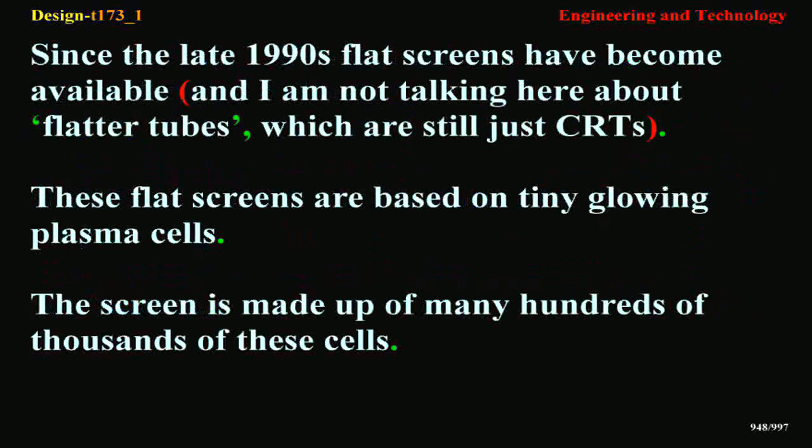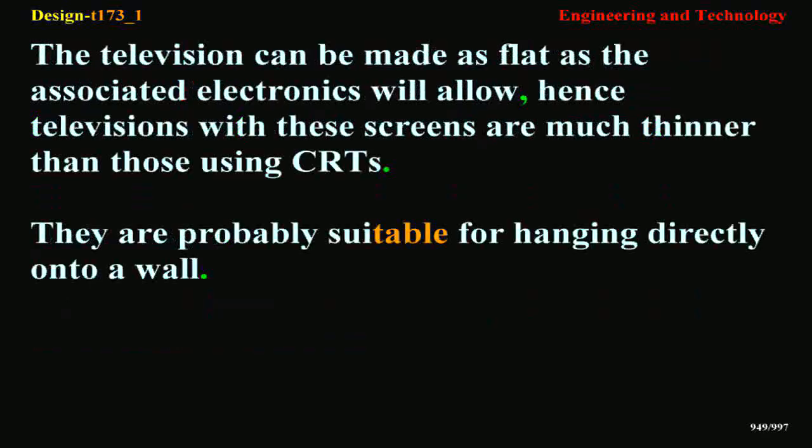Since the late 1990s, flat screens have become available, and I am not talking here about flatter tubes, which are still just CRTs. These flat screens are based on tiny glowing plasma cells. The screen is made up of many hundreds of thousands of these cells. The television can be made as flat as the associated electronics will allow, hence televisions with these screens are much thinner than those using CRTs. They are probably suitable for hanging directly onto a wall.